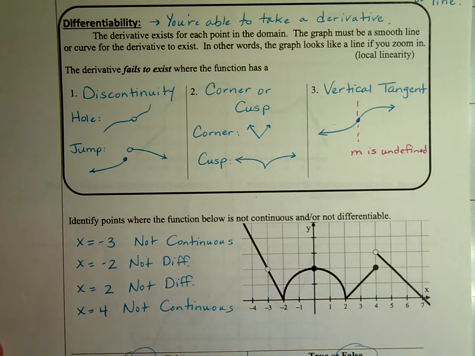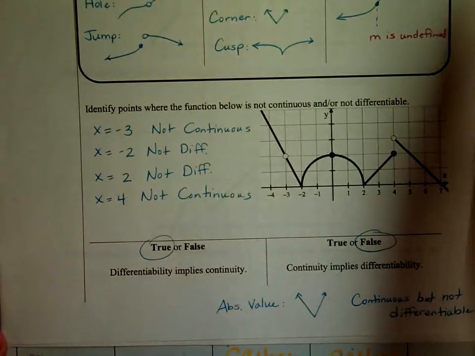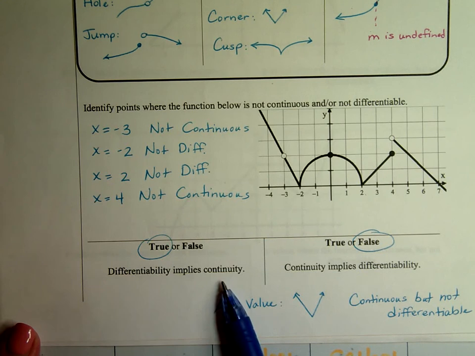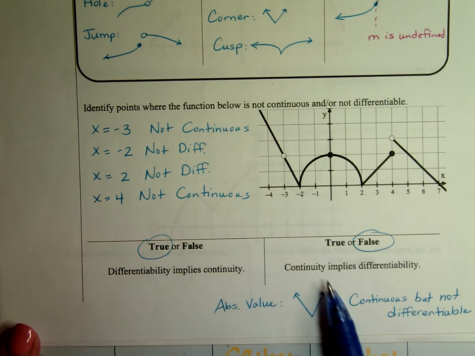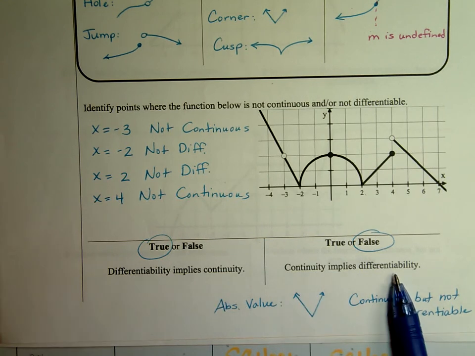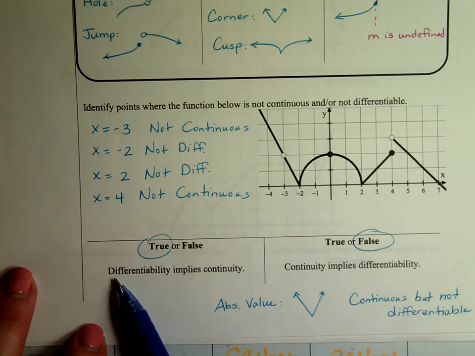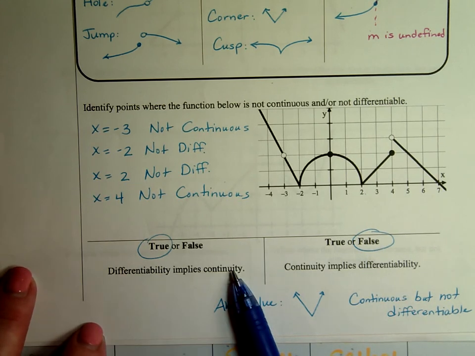So the graphs for these are pretty easy. Then there's these true-false questions, and this comes up an awful lot as a point of discussion within calculus. If it's differentiable, does it mean it's continuous? And if it's continuous, does it mean it's differentiable? Kind of like, remember the squares, a square is a rectangle, and a rectangle is a square, same concept. So if it's differentiable, does it mean it's continuous? If it has a derivative, does it mean it's continuous?